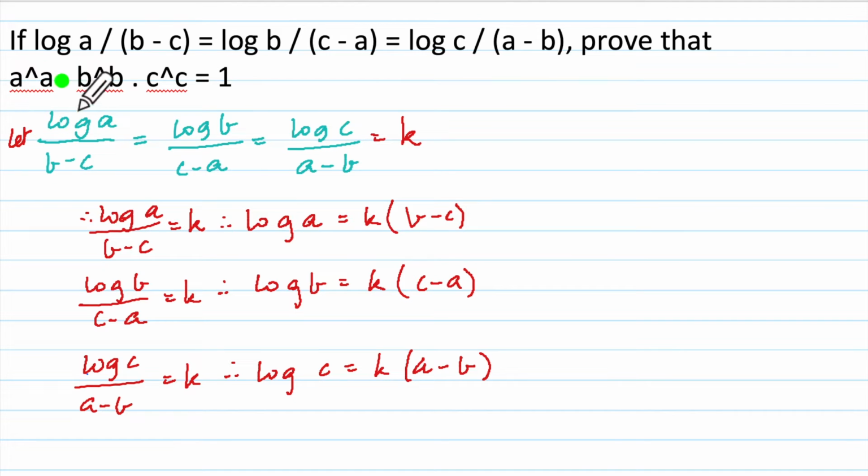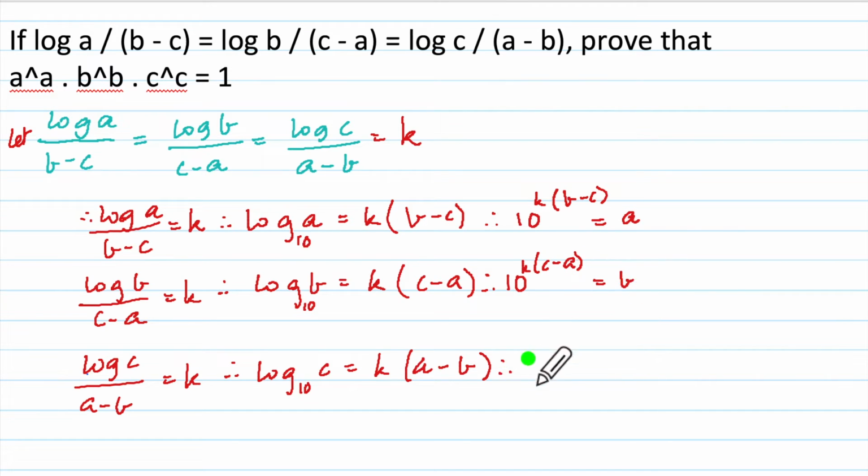So if I have log a is equal to k into b minus c, we are interested in a to the power a. Now only a means I have to write this expression in exponential form. Now these ones are all common logarithms, so I'm going to write over here 10 as the base. Okay, so therefore I will say that 10 to the power k into bracket b minus c is equal to a. This becomes 10 to the power k into c minus a, and that's equal to b. And here 10 to the power k into a minus b, that is equal to c.